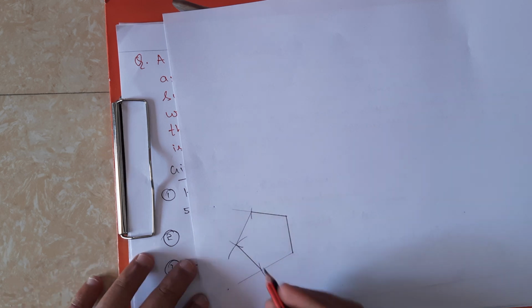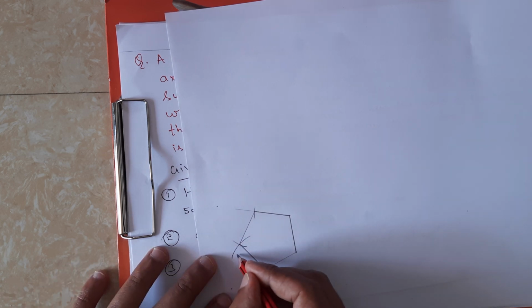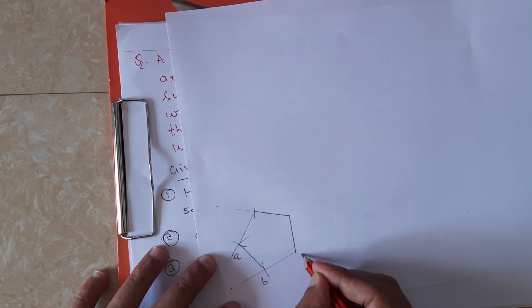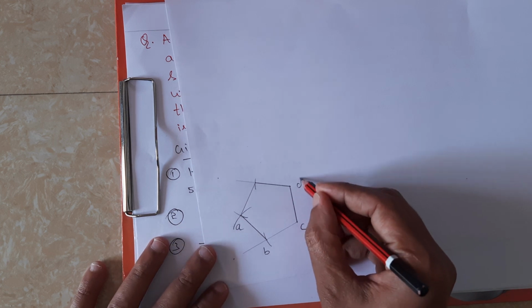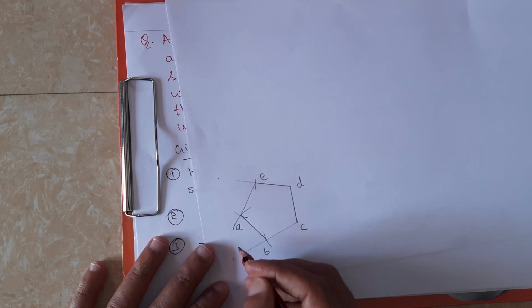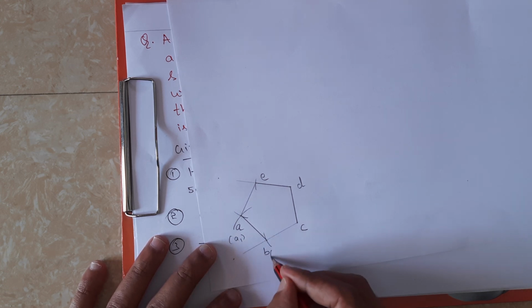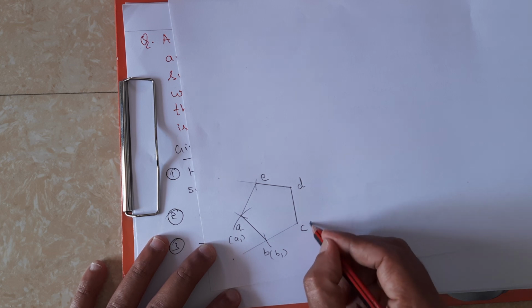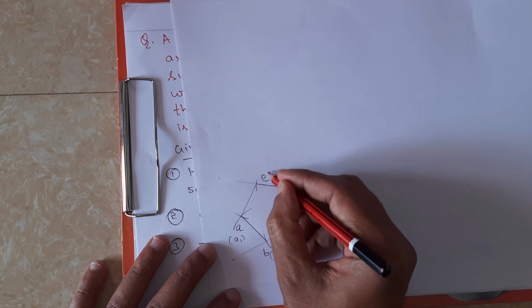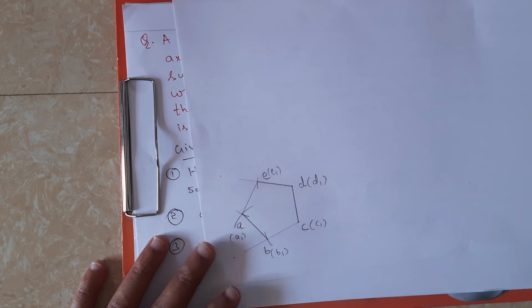Name the corners as follows: the top face I am going to name as A, B, C, D and E, whereas the bottom face, that is the invisible corners, A1, B1, C1, D1 and this one is E1.